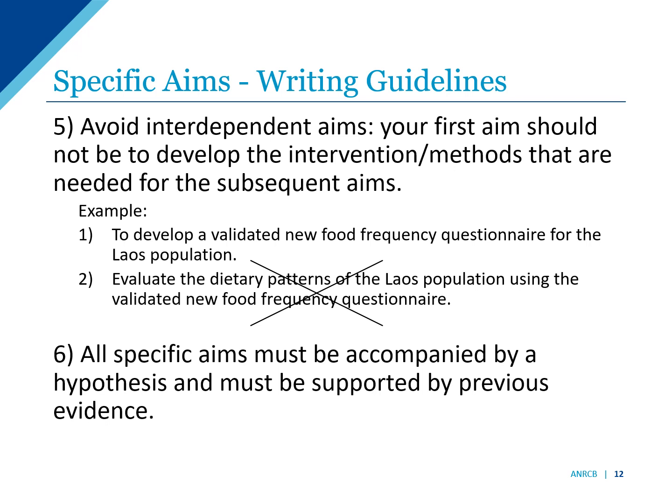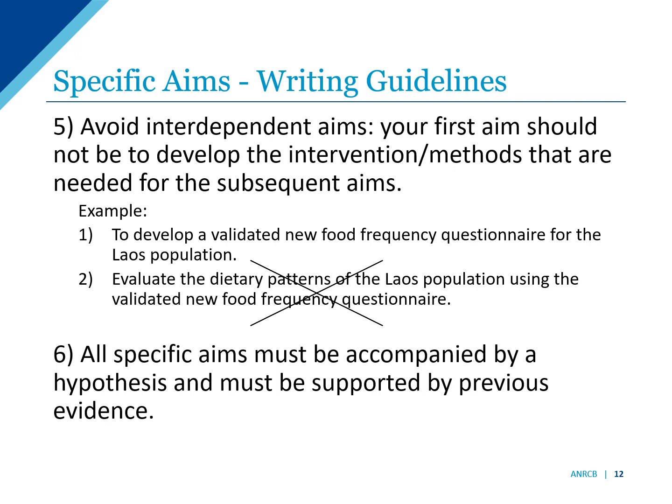So for example, if your first aim is to develop a validated new food frequency questionnaire for the Laos population, you can't have your second specific aim be to evaluate the dietary patterns of the Laos population with this new validated food frequency questionnaire. Because if you are unable to develop a validated new food frequency questionnaire, then you can't use it to evaluate dietary patterns. You would need a second study to do the evaluation of dietary patterns.